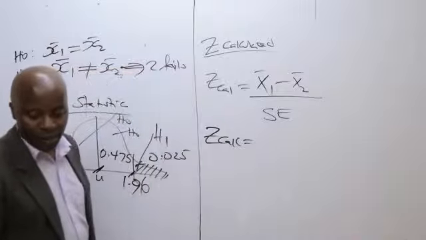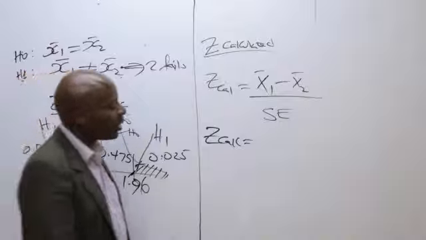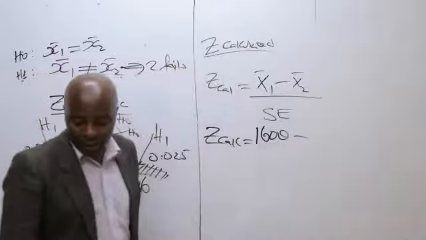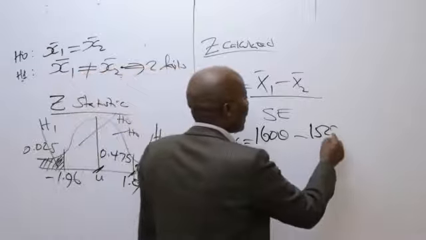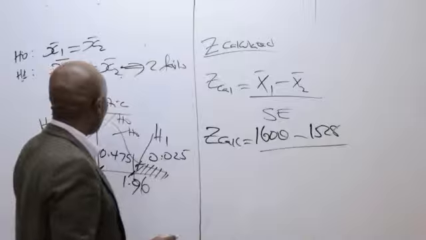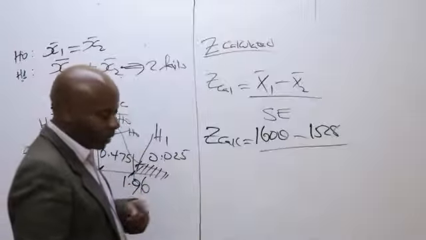X bar 1, the first mean they gave us there for X, is 1600. So I'll talk of 1600 minus X bar 2. X bar 2, what do we have there? 1528. So minus 1528 all over the standard error. The standard error, ladies and gentlemen, which happens to be the figure that you gave me, 18.68.